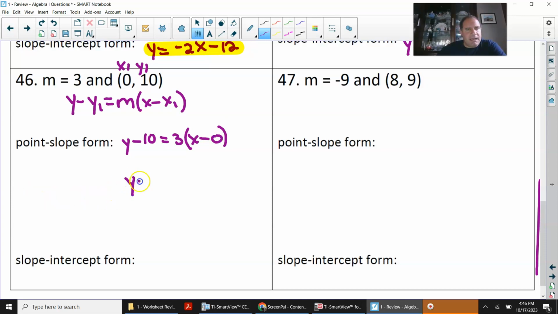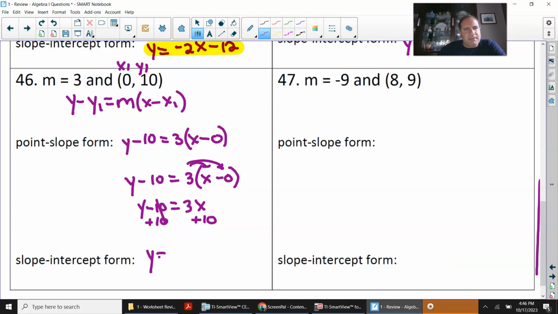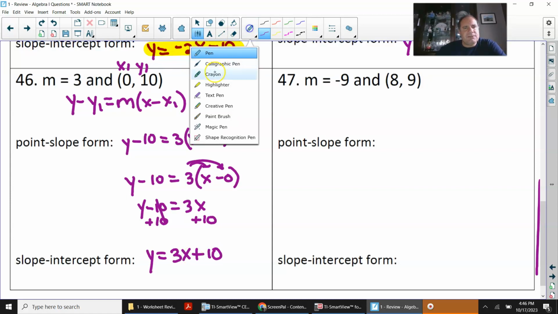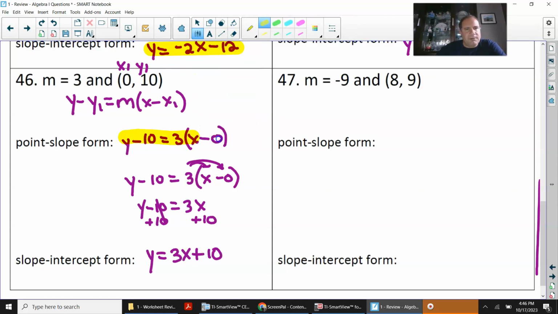So I'm going to go ahead and put it down here so I could solve it. I'm going to do distributive property. So this is y minus 10 equals 3x, and then 3 times 0 is 0. So I'm just going to leave it like that. And this is plus 10, plus 10, because you have to solve for y. The slope-intercept form is y equals 3x plus 10. So your two answers are point slope form here and the slope-intercept form here.